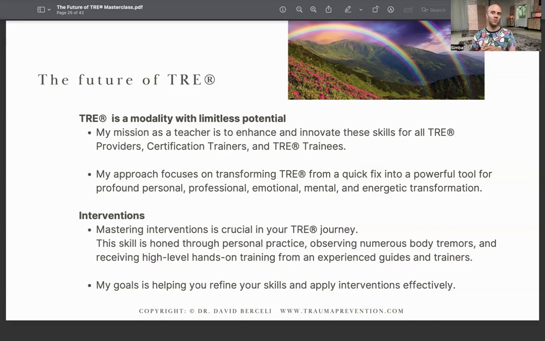So my mission as a teacher is really to enhance and innovate these skills for TRE providers, trainers, trainees, but also for people that are interested in TRE in general. And I really focus on using TRE as a transformational tool and not a quick fix, right? It is really a transformational tool. It requires you to continue for a little bit and practice it for a little bit, but you might start to notice the effects in just one session for sure. But years later down the line of practicing TRE, I'm still finding benefits within myself because I continue to innovate the practice.